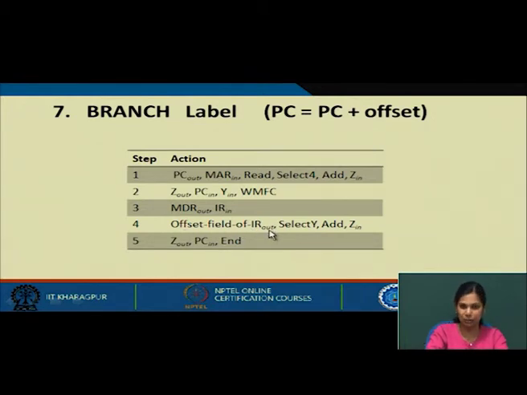Offset field of IR out, select Y, because Y already contains the updated PC value, we add and we do Z in, and finally we do Z out, PC in and end. So, these are the steps required for an unconditional branch.